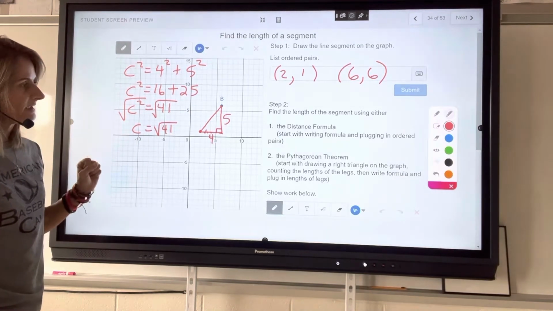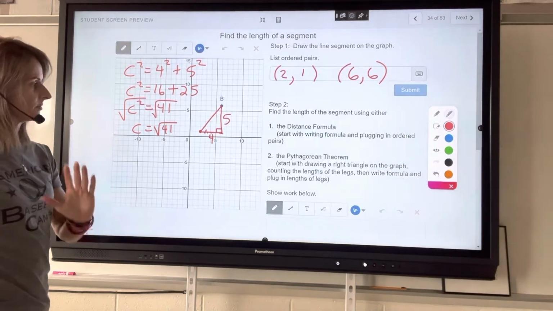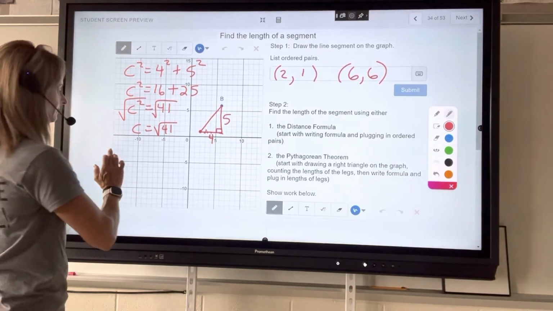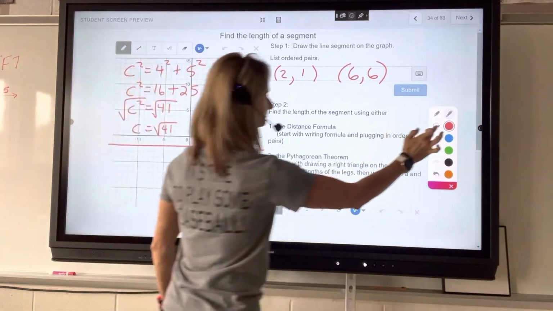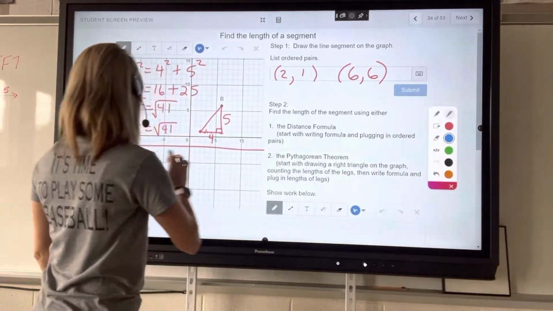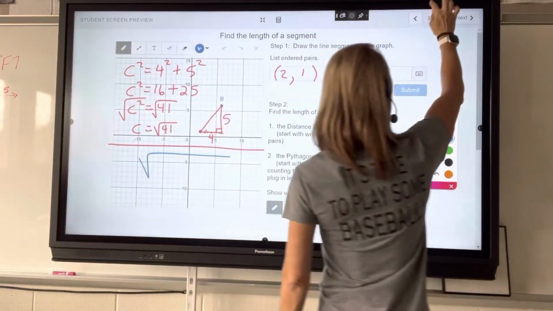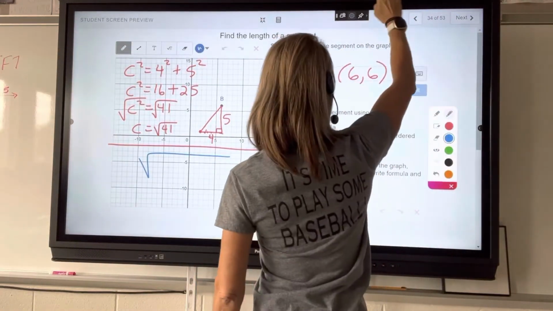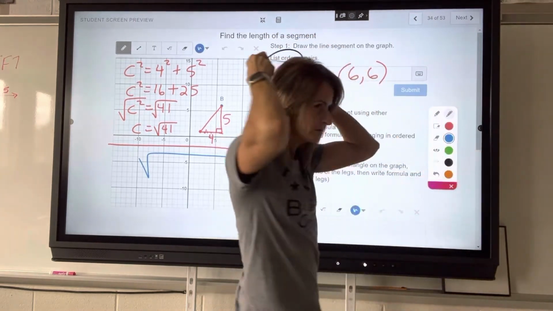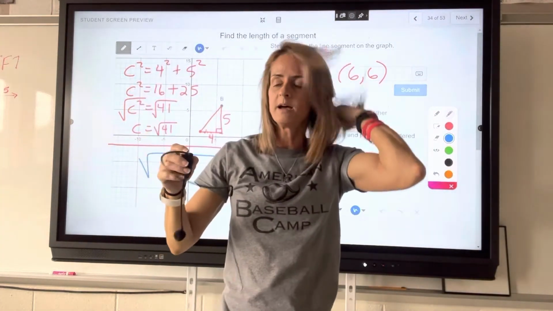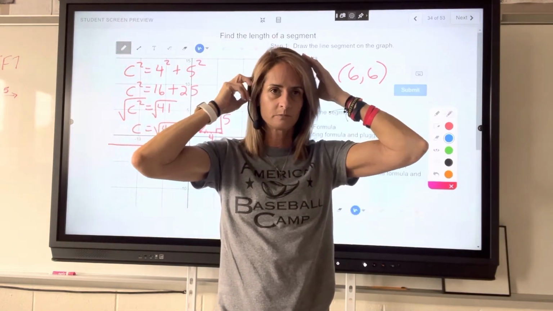The other way to use the distance formula, I'm going to just do it underneath of here in a different color. It's from the first slide of the activities from today, which has the distance and the midpoint formula on there.